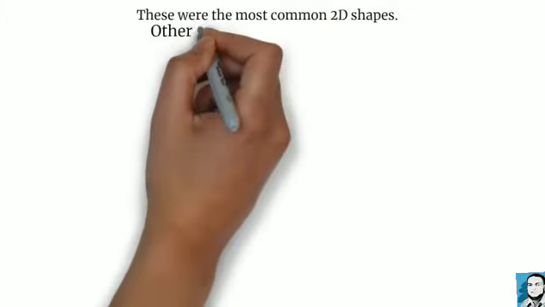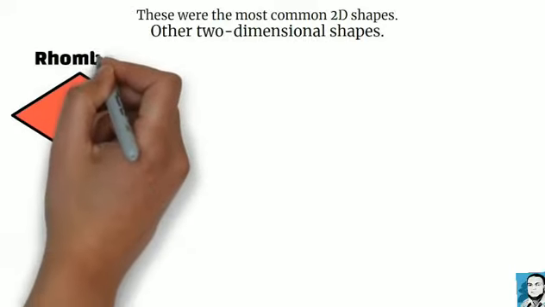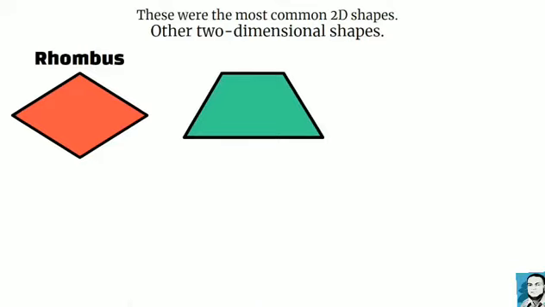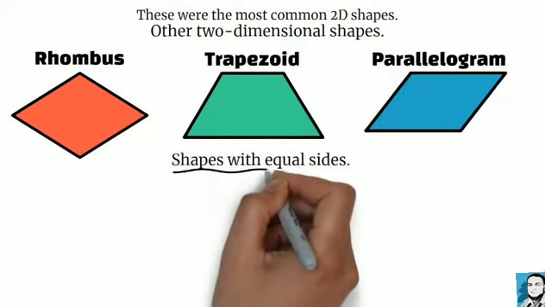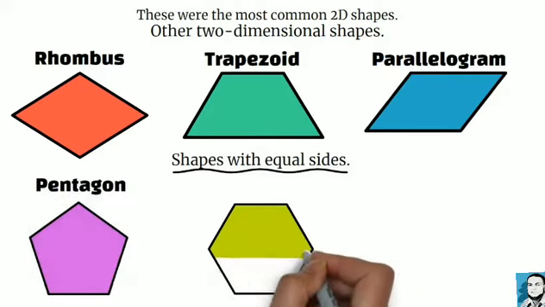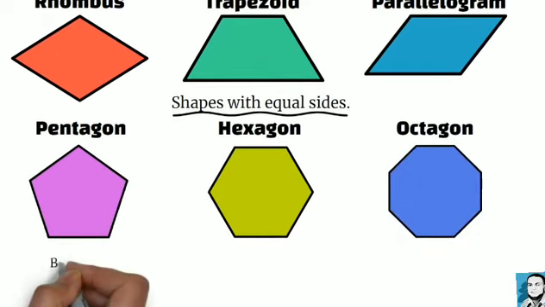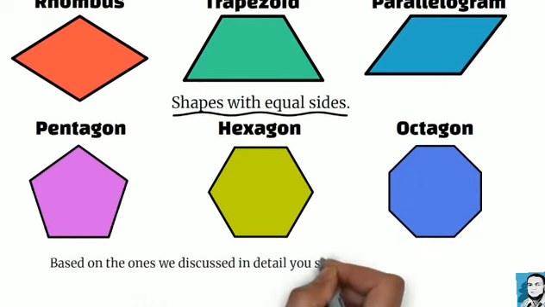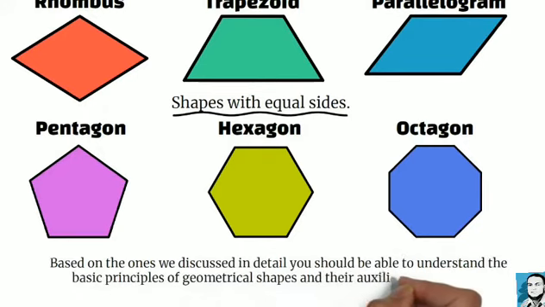So, these were the most common 2D shapes. Other two-dimensional shapes are as follows. Rhombus, trapezoid, parallelogram, or the ones with equal sides like pentagon, hexagon, or octagon. Based on the ones we discussed in detail, you should be able to understand the basic principles of geometrical shapes and their auxiliary dimensions.